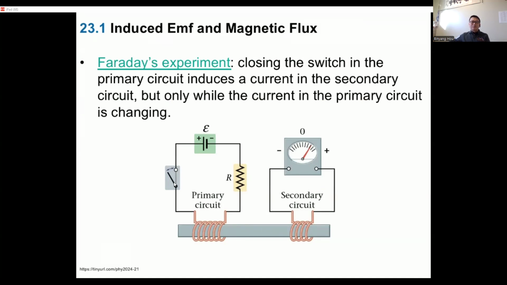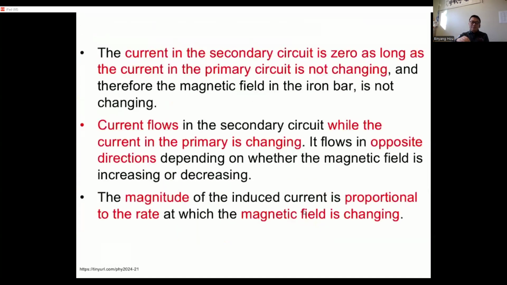Now, just shortly after you close the switch, you'll see a spike in the current, but the current will then go back to zero. That means when the current is stabilized in the primary coil circuit, you don't have any electricity generated. Once the current is stable, you lose the generated electricity in the secondary coil. So through this type of setup, you can observe current generating in the secondary coil.